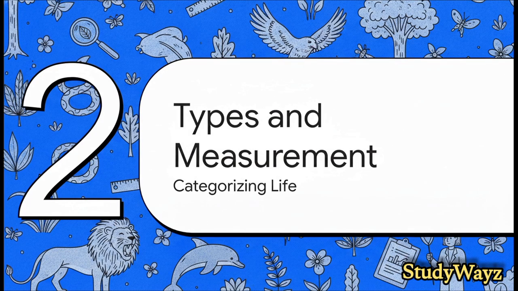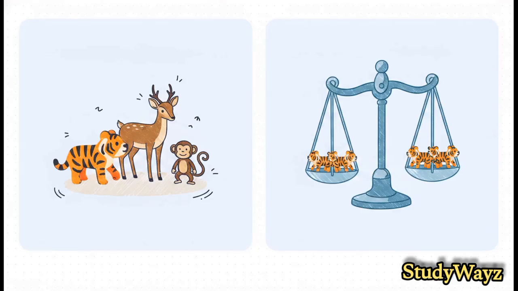Section 2. Types and measurement. Let's see how we categorize all this life. So, with millions of species out there, how do ecologists even begin to categorize them? Well, this comparison right here is crucial. Species richness versus species evenness.